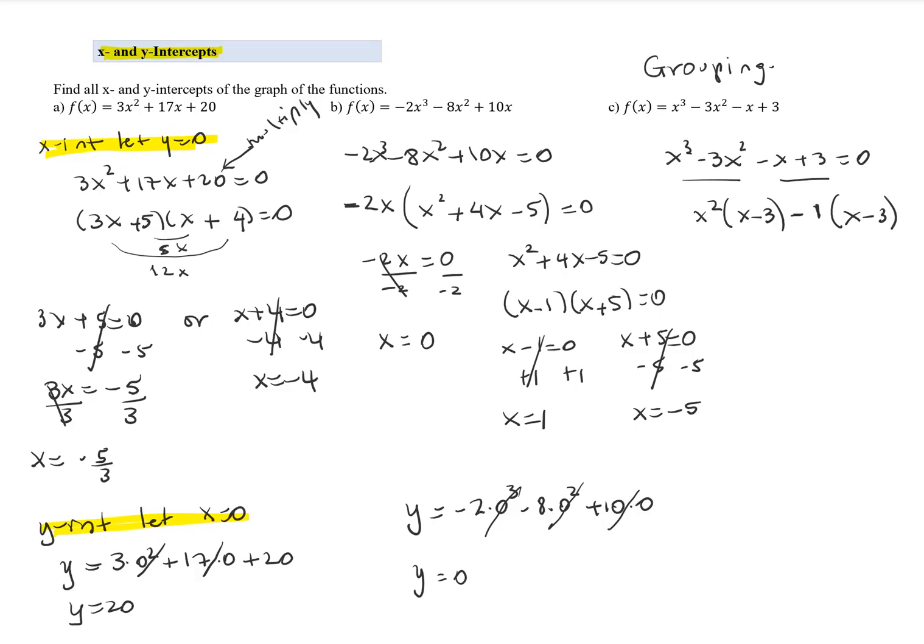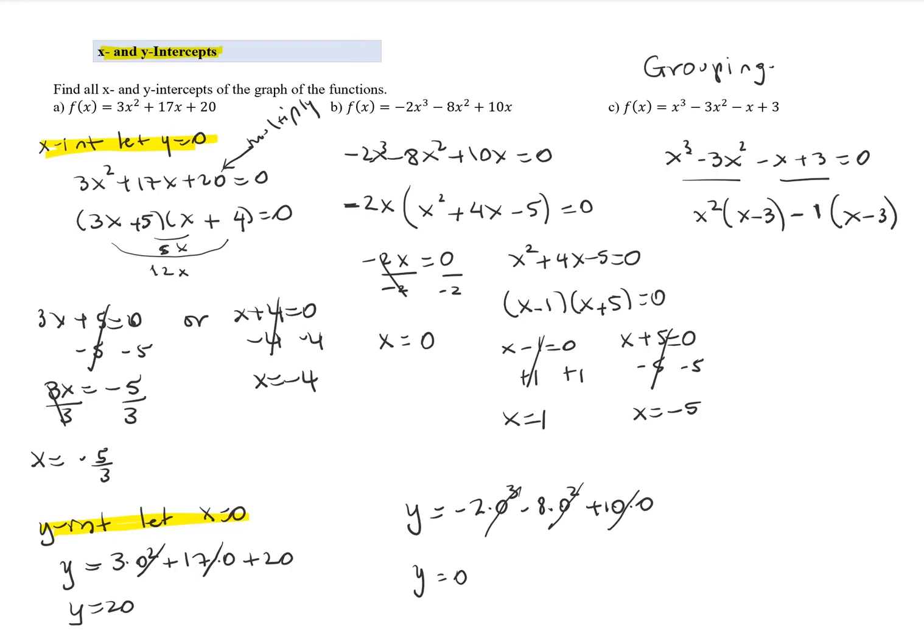Now, how did I know that? The point when you do grouping is to have the same parentheses appear twice. So since I have x minus 3 here on the first term, I need to get x minus 3 here. And since I had exactly the opposite, negative x plus 3, I factored out the negative 1.